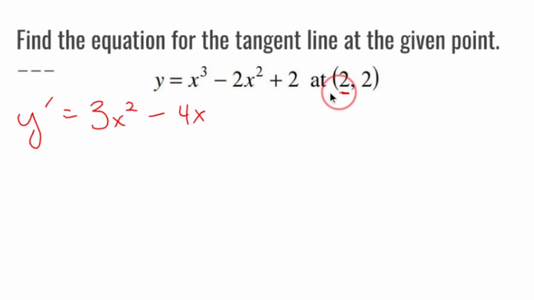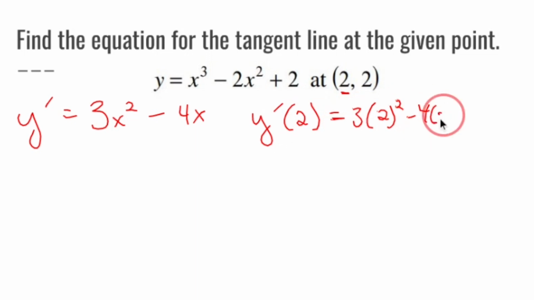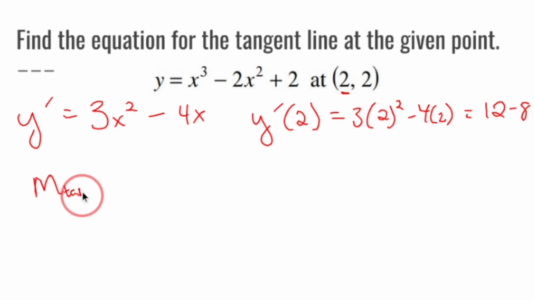Now I take my x value and I find out that y prime of 2 of that guy is going to be 3 times 2 squared minus 4 times 2. 3 times 2 squared is 3 times 4, 12, minus 4 times 2, which is 8, gives me 4. Okay? So my slope of the tangent line is 4. So m, and I'm going to put m tan for slope of the tangent line is 4.